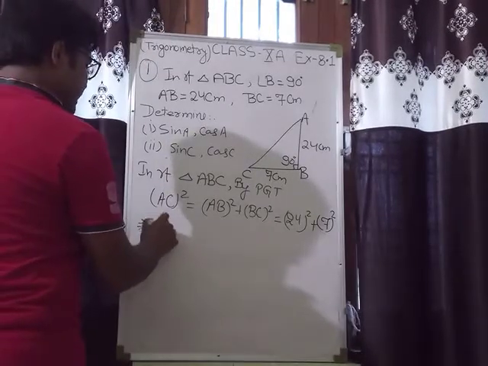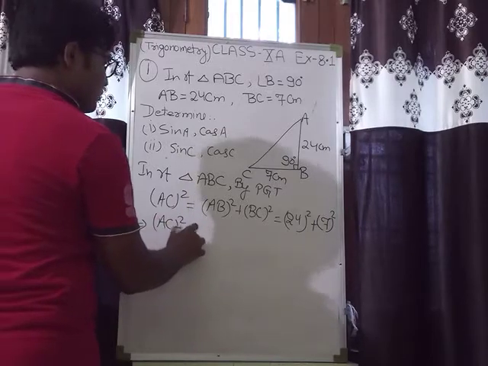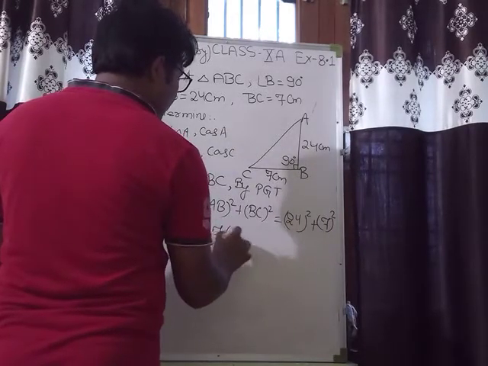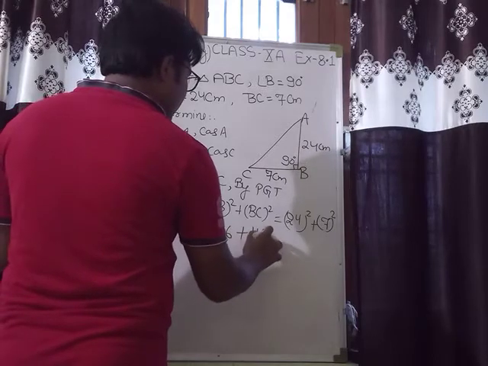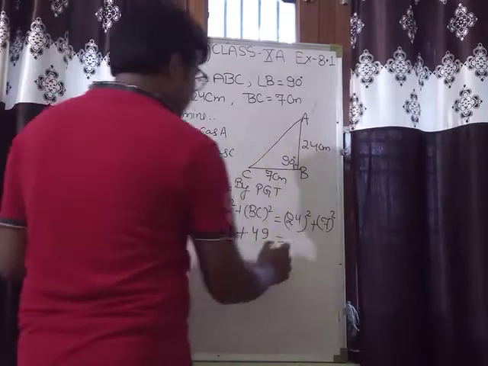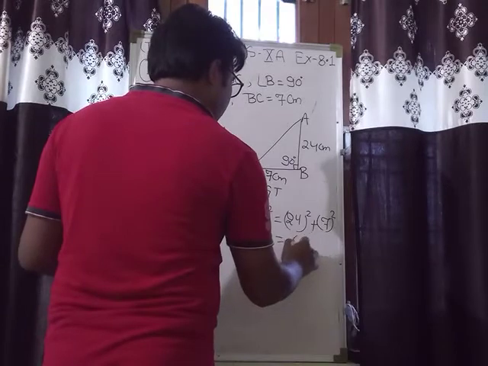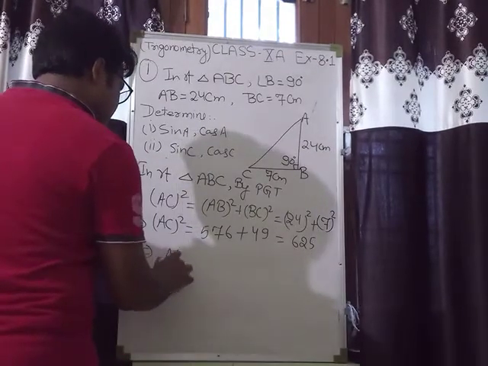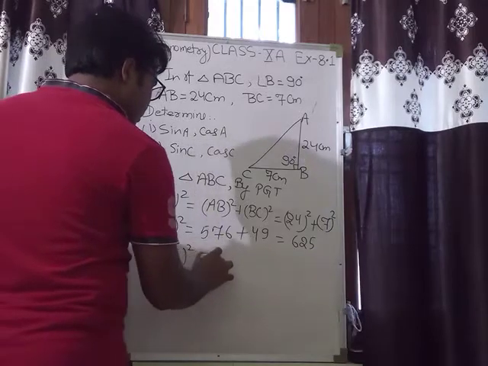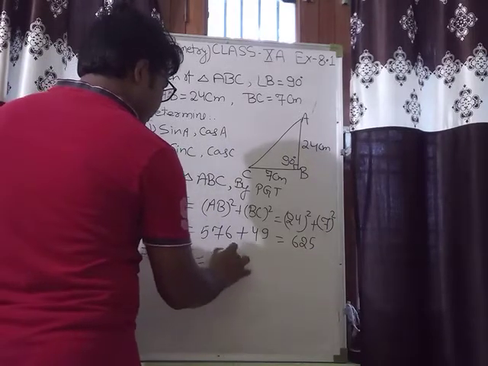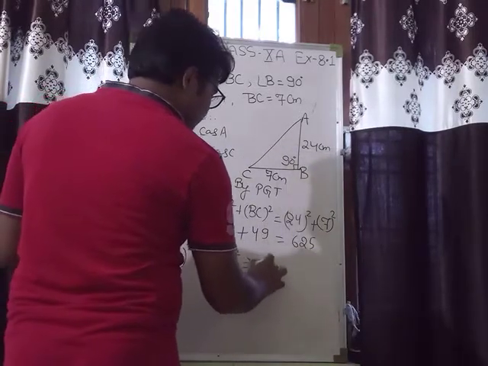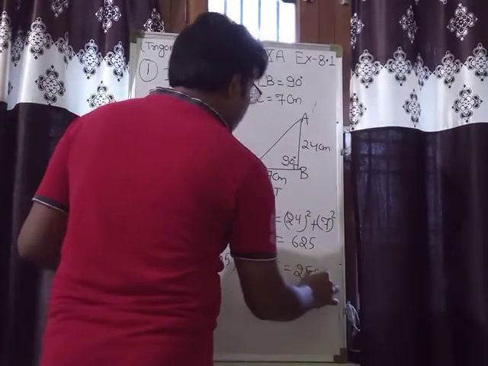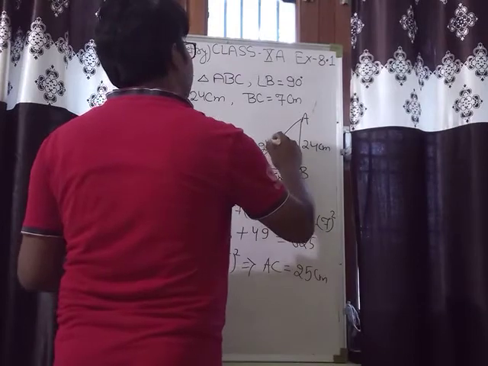Clearly this AC square will be equal to 24 square, that is 576, and 7 square is 49, that is 625. Clearly this AC square is 25 square. Means from here we have AC is 25 centimeter. This AC will be 25 centimeter.